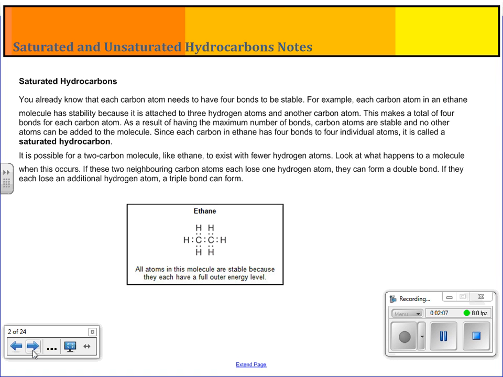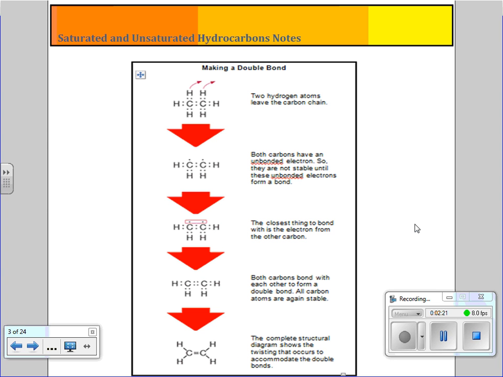If those two neighboring carbon atoms each lose one hydrogen atom, they can form a double bond. And if they lose an additional hydrogen atom, they can form a triple bond. So this is ethane and it's stable with its full outer energy level. If we make a double bond here, with 2 hydrogen atoms leaving the carbon chain, then both carbons have an unbonded electron, so they are not stable until these unbonded electrons form a bond. The closest thing to bond with is the electron from the other carbon. So both carbons bond with each other to form a double bond. All carbon atoms are again stable, and the complete structural diagram shows the twisting that occurs to accommodate the double bonds.